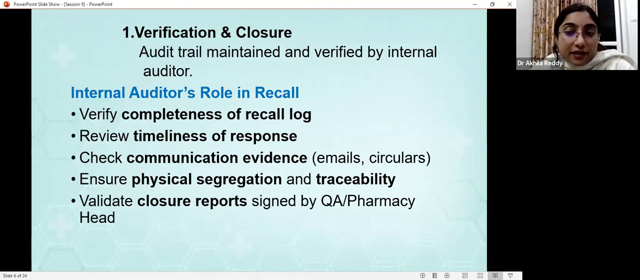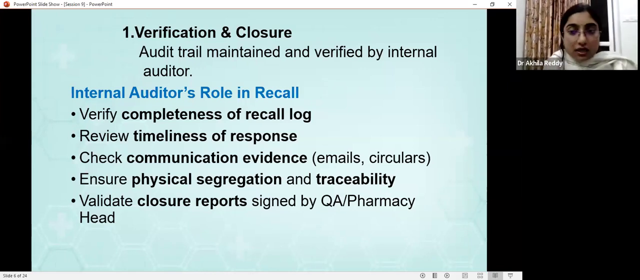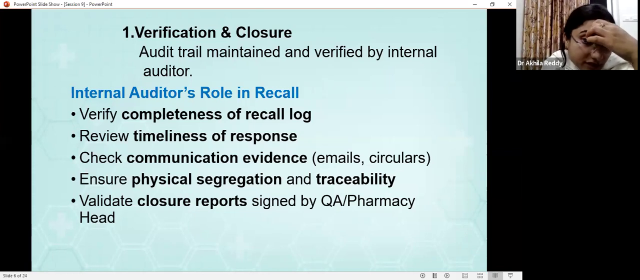Can anyone say? See, this is something where we are reporting it to the government and where action is being taken by the government based on this data. So an auditor is mandatory before closing this. It might be destruction, it might be sending to the vendor, whatever decision has been made. Auditors should verify the evidence, and the internal department cannot close it. So for the sake of evidence and documentation, audit is mandatory.